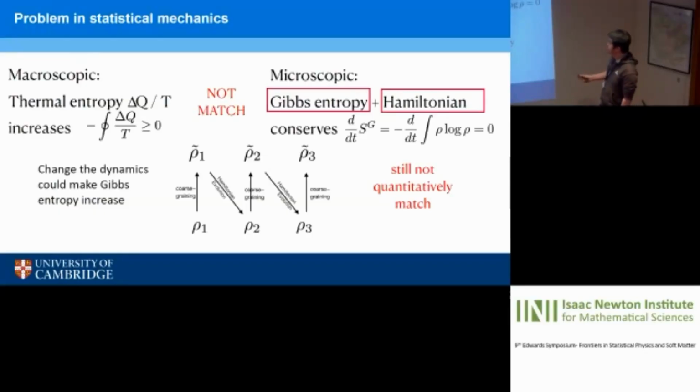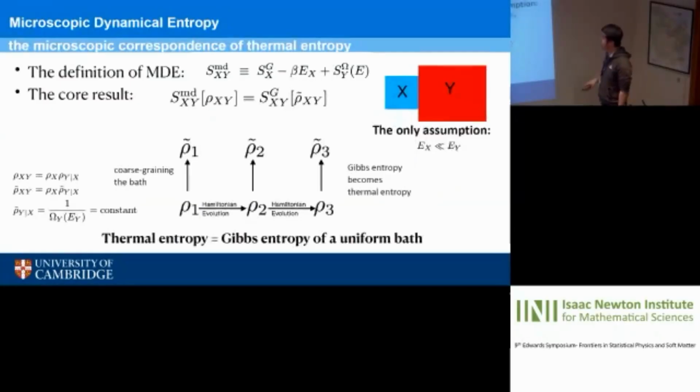And look at these two entropies. They are totally different. Gibbs entropy is sensitive to the whole distribution. However, thermal entropy does not care about the inside of the heat bath, and it's totally determined by its energy. So they are fundamentally different, and the Gibbs entropy is not the micro entropy corresponding to thermal entropy. And so what is it? It's the MD that is the micro thermal entropy.